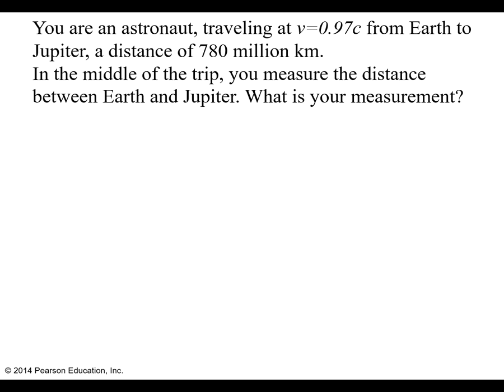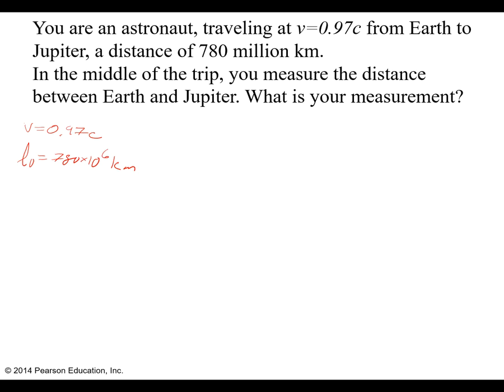Okay, so what are we given? We are given that the velocity is 0.97 times the speed of light. And we are also given the distance from Earth to Jupiter. Which distance is this? Well, this is a pre-known distance, so this would be a proper length. So 780 million would be 780 times 10 to the 6th kilometers.